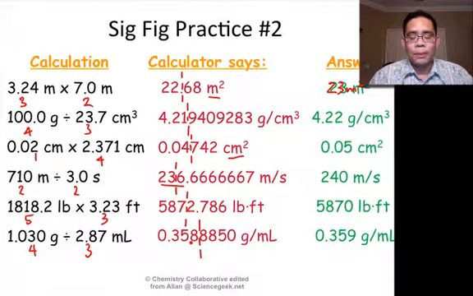So that's the rules for multiplication. If you have any questions, again, come see me. The next one we will do is the rules for addition and subtraction.